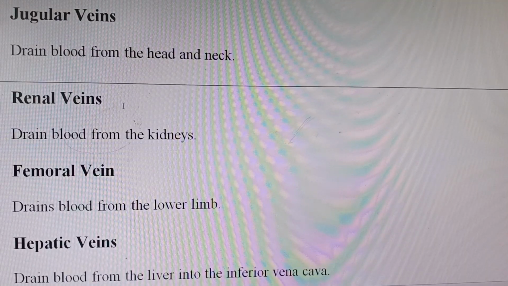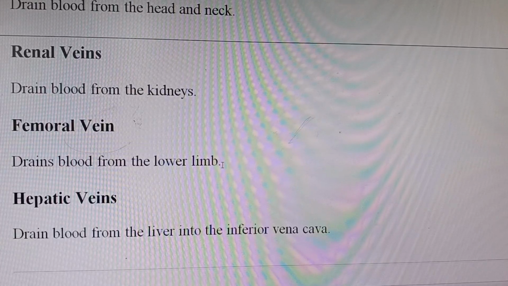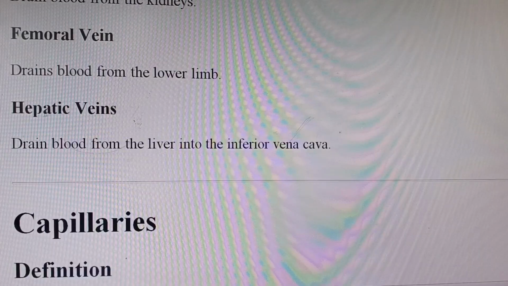Next one is renal veins. Renal veins bring impure blood from kidneys. Next, femoral vein brings blood from lower limbs and pours into the right atrium of the heart through inferior vena cava. So next one is hepatic veins. Hepatic veins drain blood from the liver into the inferior vena cava. This inferior vena cava will carry impure blood to the heart and pour into the right atrium of the heart.